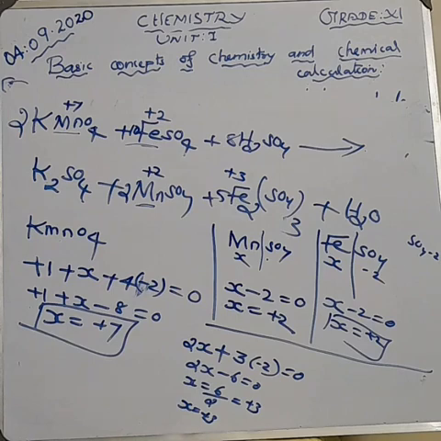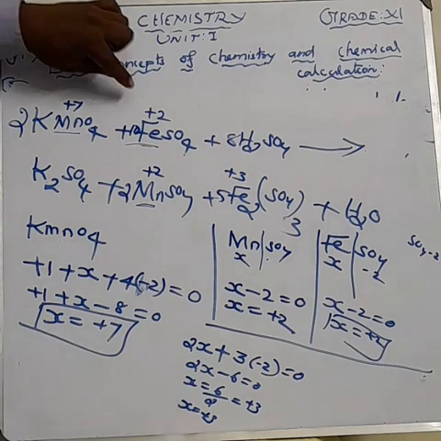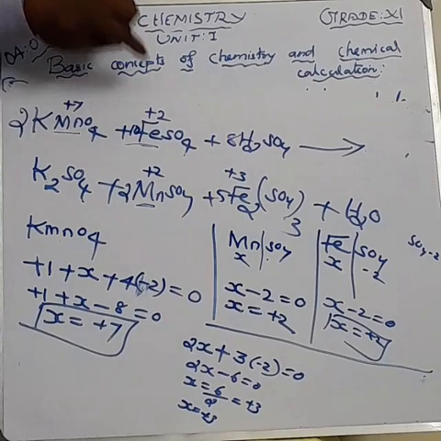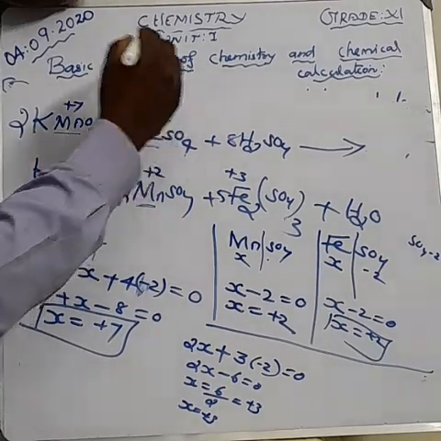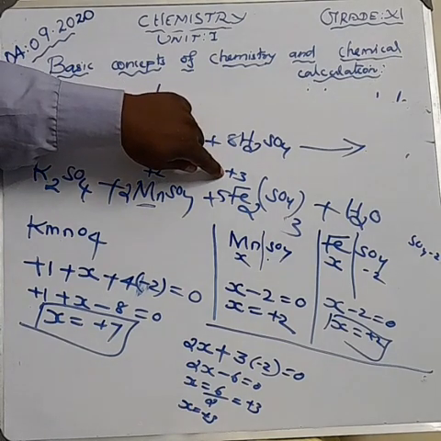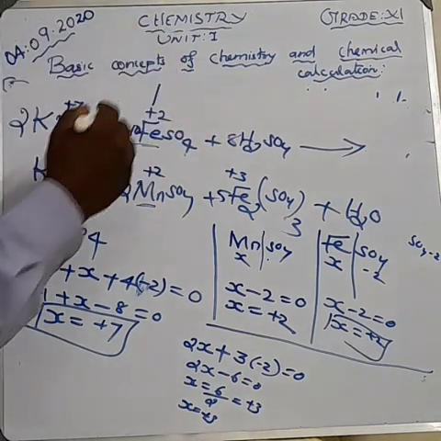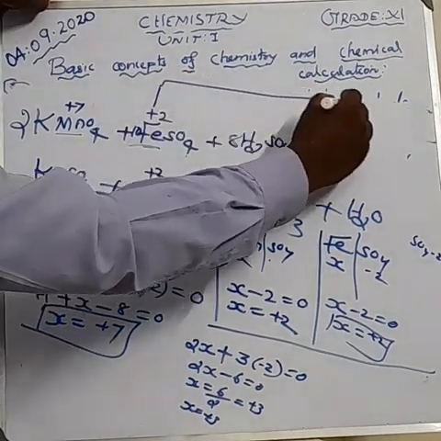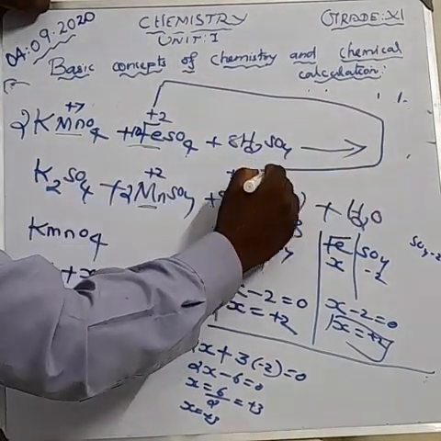Now we can count, now the increasing order or decreasing order. I have told you oxidation number increases, that is called oxidation, while oxidation number decreases, it is called reduction. Okay. So now the plus 2 is changed to plus 3. Am I right? Plus 2 is changed to plus 3.